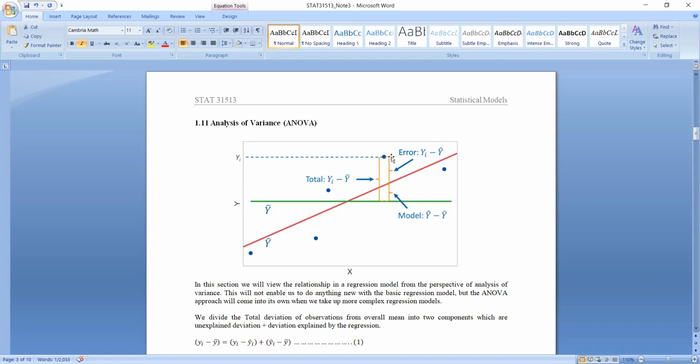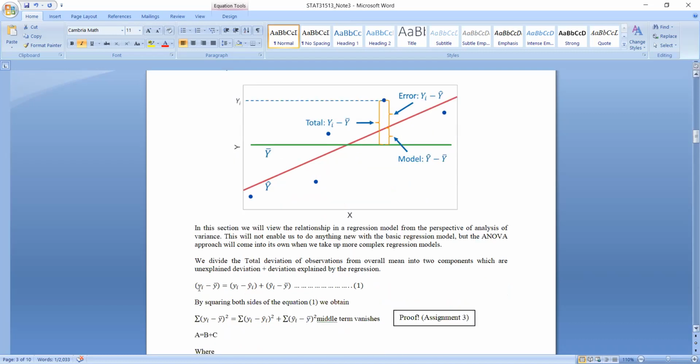Right? So that is the difference between your observation and the fitted line plus the difference between the fitted line and the mean value of y. If you write this as an equation, we can write yi minus y bar is equal to yi minus yi hat plus yi hat minus y bar. So this is what we can see from the diagram as well.